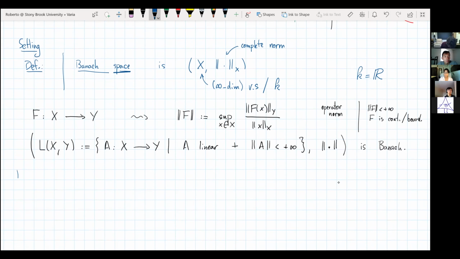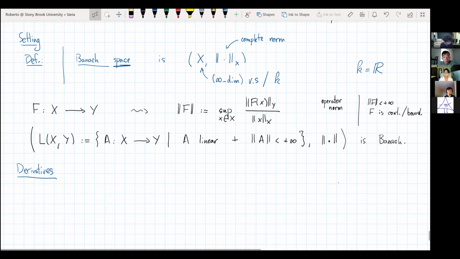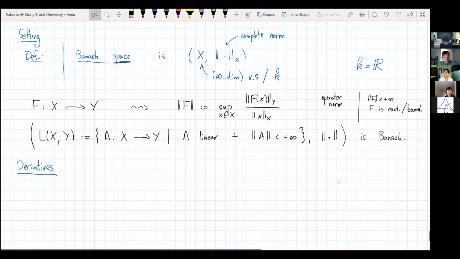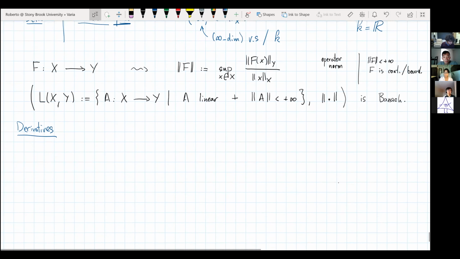So now, as I said, we need to define the notion of derivative. So maybe you remember from calculus that in R^n, you have two notions of derivative. One is called the Fréchet derivative, and one is the Gâteaux derivative. They are different. One is stronger, which is the Fréchet derivative. And there is some way of defining them. And in this setting, the way we define derivatives is exactly the same. So the first thing we define is the Fréchet derivative.